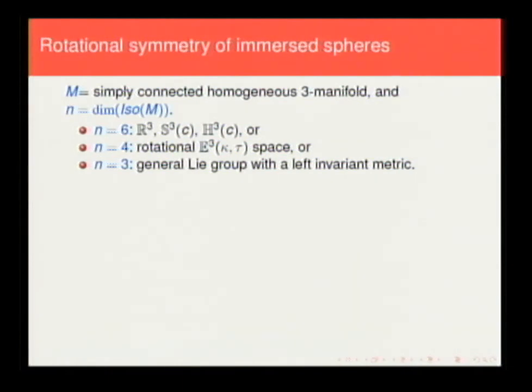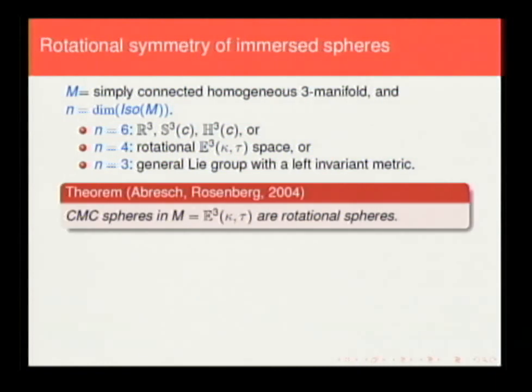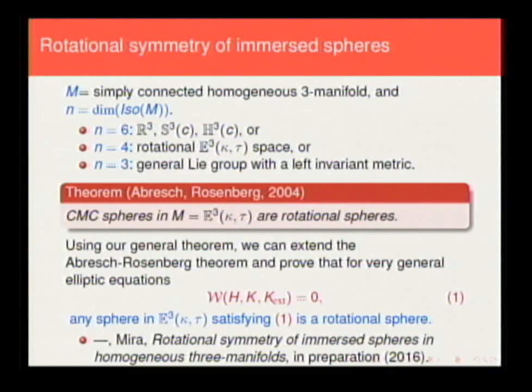A central result in these spaces, in E(kappa, tau) spaces, is the famous result by Abresch and Rosenberg. It asserts that CMC spheres in an E(kappa, tau) space must be rotational spheres. In these spaces, all of them have rotations. So it is possible, in this case, to construct a rotational example in the following way.